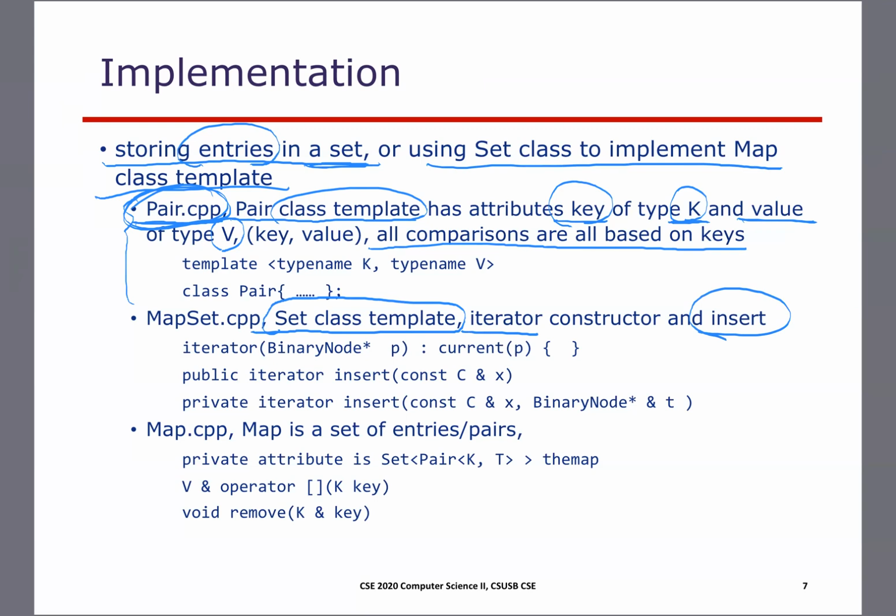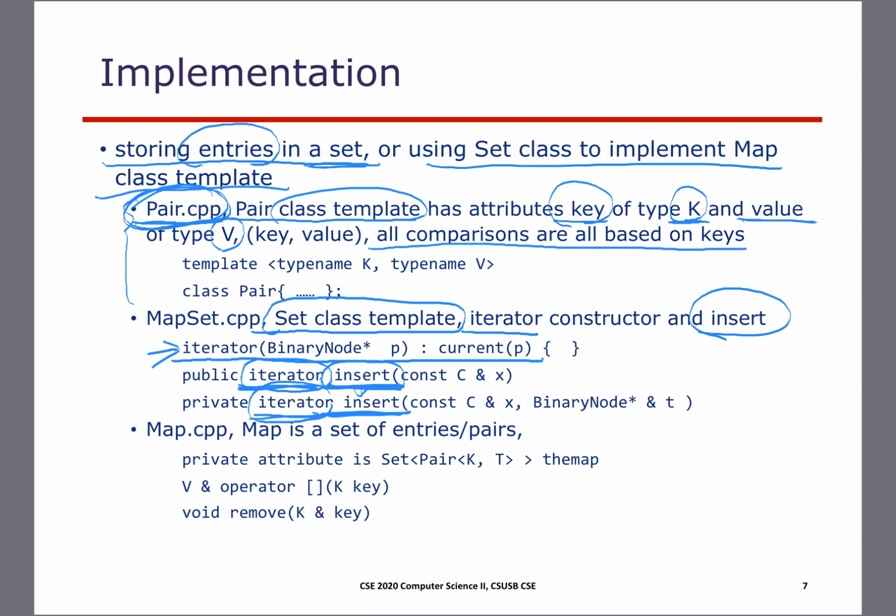So here we add an iterator constructor. We add this constructor for the iterator nested class, and the insert member function. This is the public insert member function. Its return type is not void. Its return type is iterator. And the public insert member function calls the private insert member function. The private insert member function's return type is also iterator. So in the set class template we defined in topic 1, set abstract data type, the insert return type is void. Here we change it to iterator.